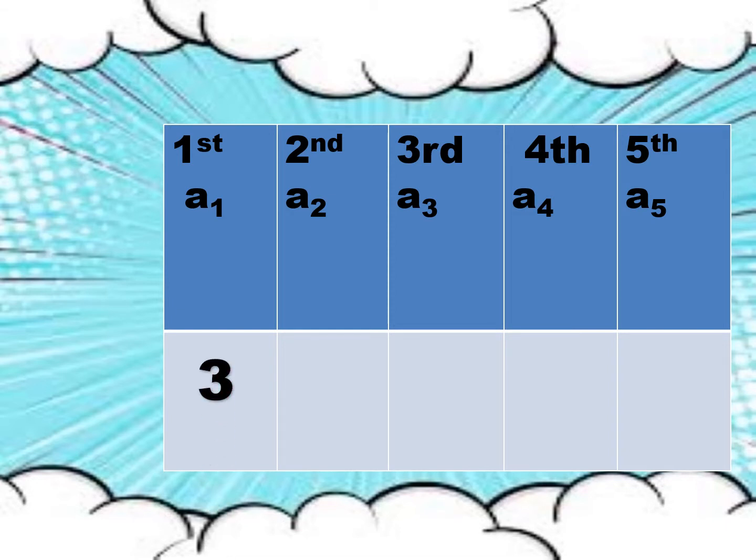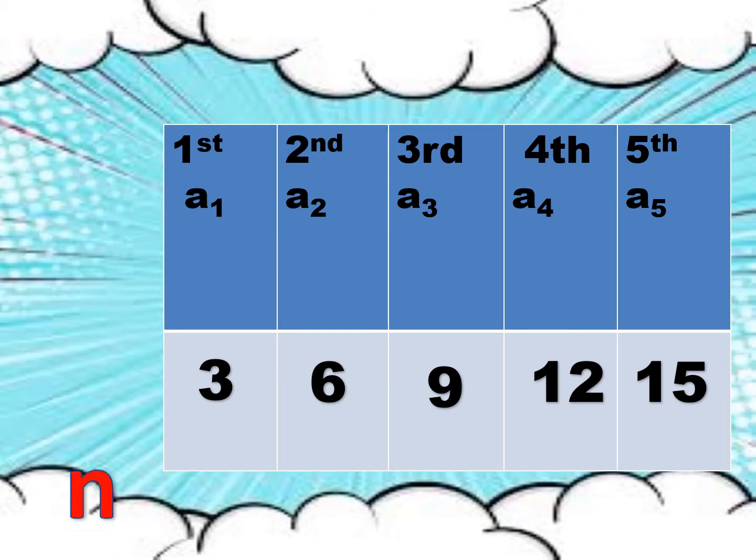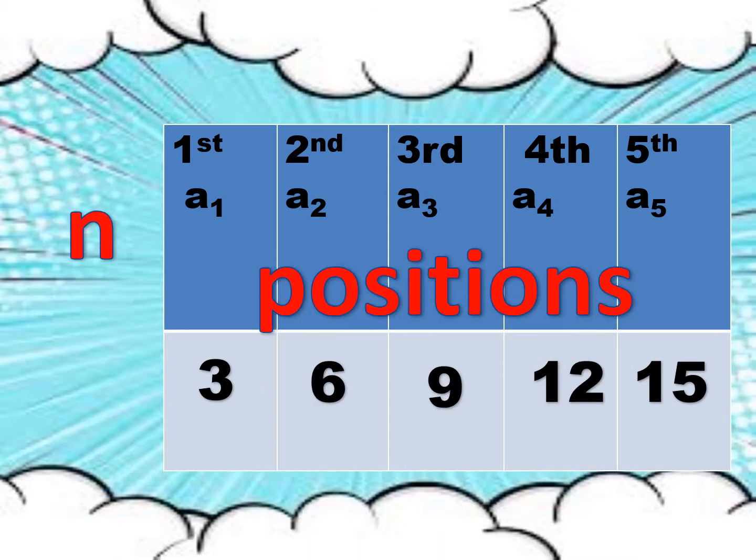First term, or a sub 1, is 3. Second term, or a sub 2, is 6. Third term, or a sub 3, is 9. Fourth term, or a sub 4, is 12. Fifth term, or a sub 5, is 15. And these are the positions, a sub n, and the terms.